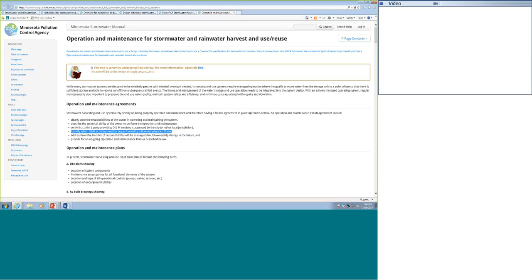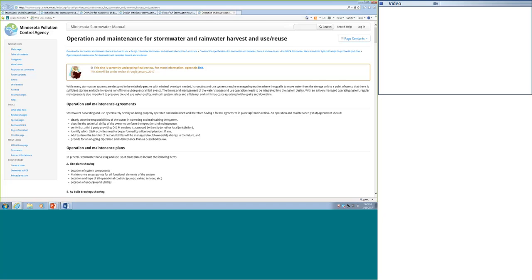And then another key one is how might these responsibilities transfer if the ownership of the property or the system changes in the future? And then how are you going to provide for ongoing operation and maintenance that you've laid out? Who's going to do it, how often? And I mentioned this too, for funding, often you need these agreements at the onset of a project. So this is often done in a feasibility phase.